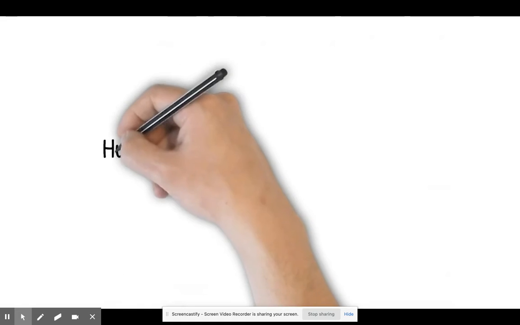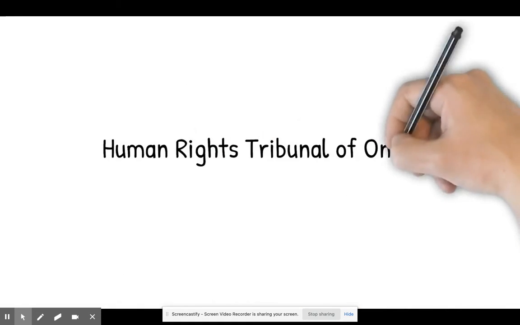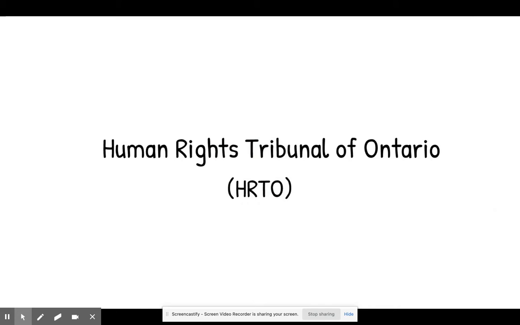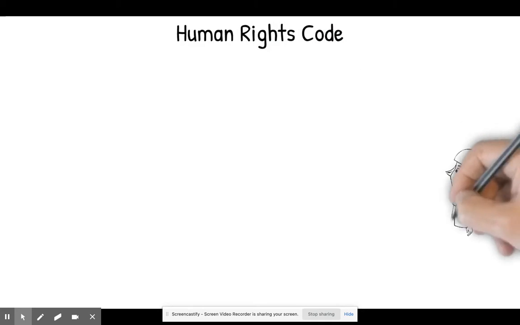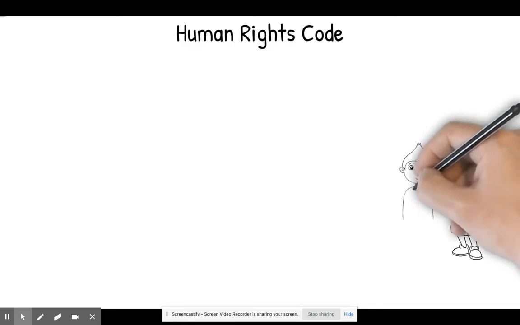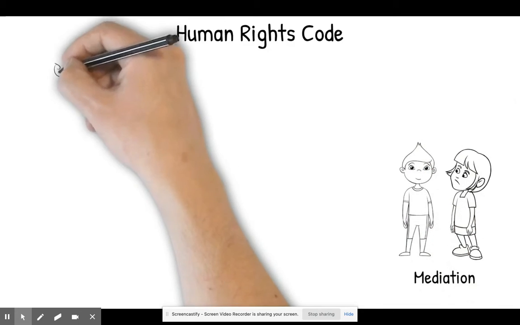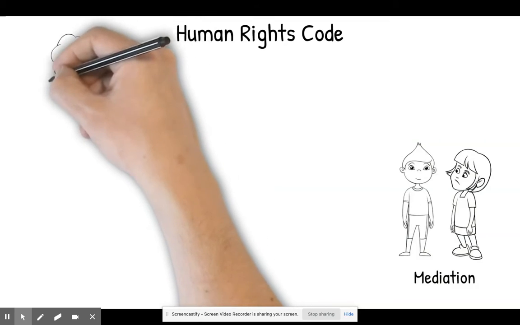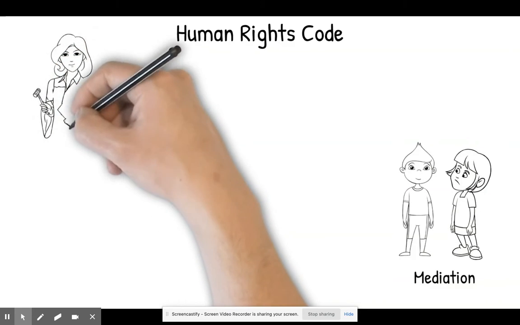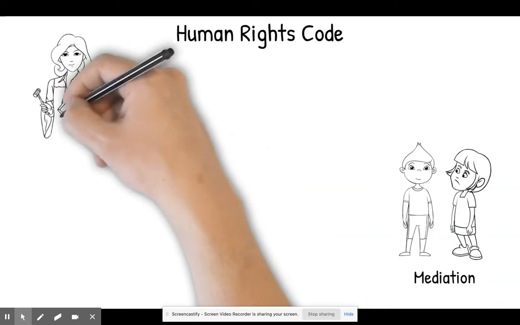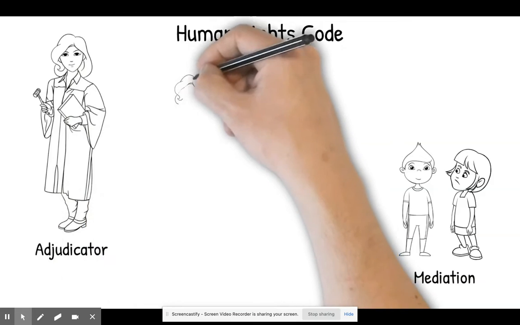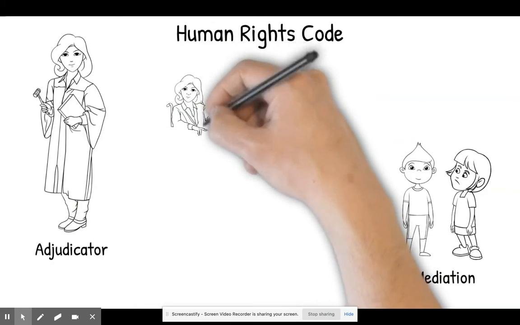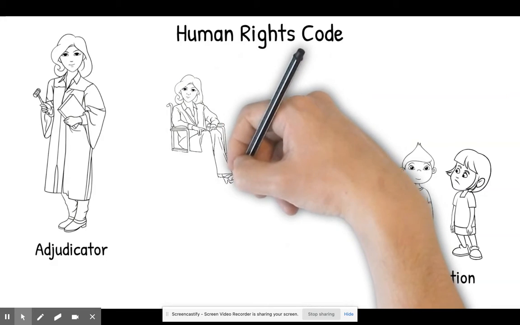In those situations, a person may wish to turn to the Human Rights Tribunal of Ontario, or HRTO for short. The HRTO resolves cases about discrimination and harassment that are covered under the Human Rights Code. The HRTO first offers people the opportunity to settle the dispute through mediation, which is a type of negotiation. If the people involved in the case do not agree to mediation, or the mediation does not resolve the dispute, then the HRTO holds a hearing. Decisions are made by people called adjudicators, and these adjudicators are sometimes called vice chairs or members. HRTO adjudicators have experience, knowledge, and training in human rights law and issues.